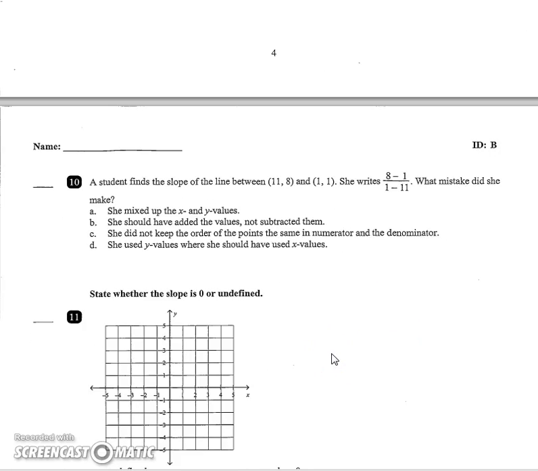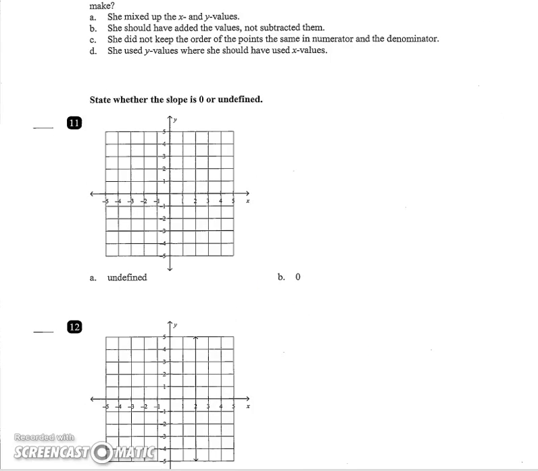Number 10, a student finds the slope of the line between points (11, 8) and (1, 1). She writes in the numerator 8 minus 1 and in the denominator 1 minus 11. What mistake did she make? Is it A, she mixed up the values x and y? Is it B, she should have added the values, not subtracted them? C, she did not keep the order of the points the same in the numerator and in the denominator? Or D, she used y values where she should have used x values?